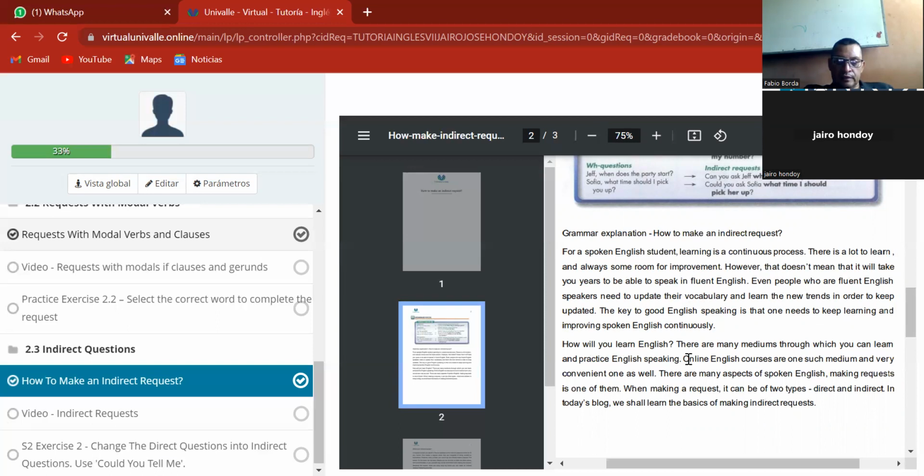How will you learn English? There are many mediums through which you can learn and practice English speaking. Online English courses are one such medium, and a very convenient one as well. There are many aspects of spoken English. Making requests is one of them. Requests can be of two types, direct and indirect. In today's blog, we shall learn the basics of making indirect requests.